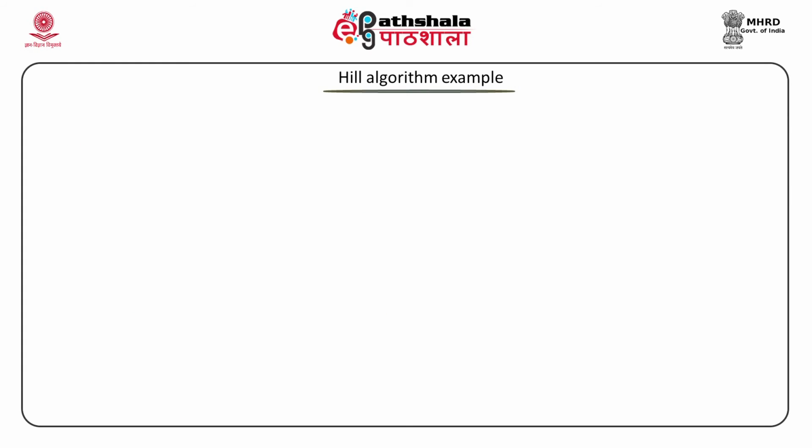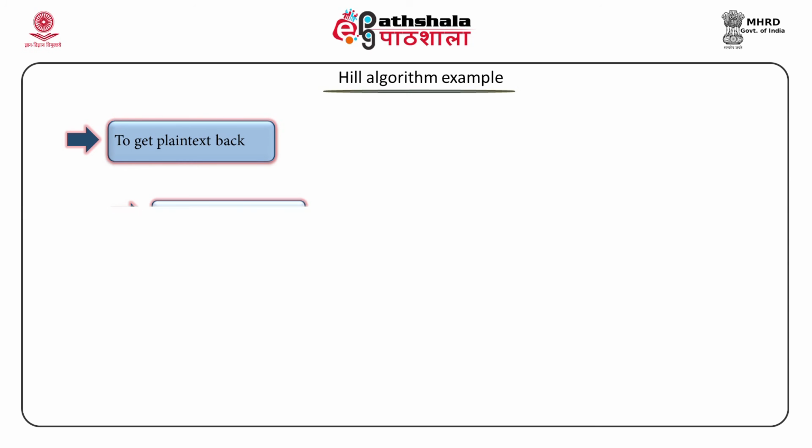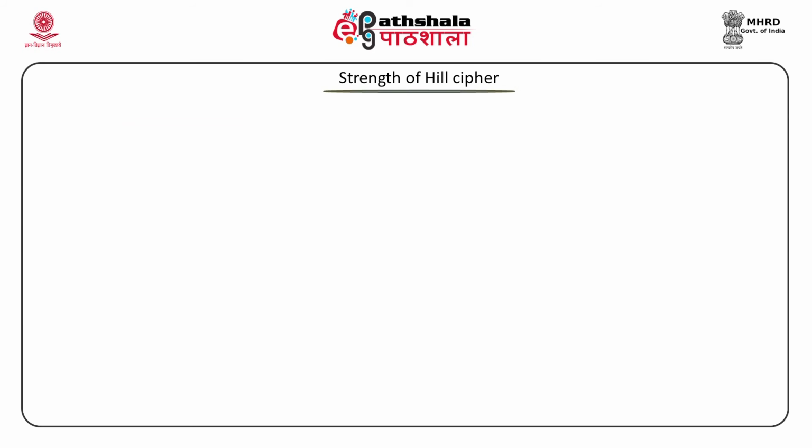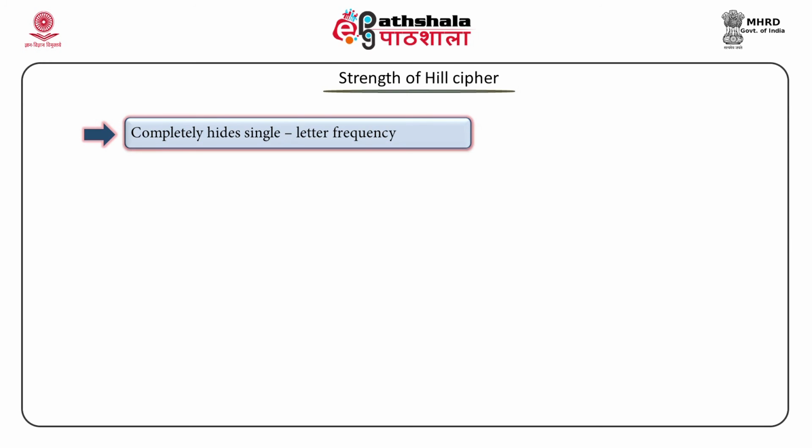Now, when we design any encryption algorithm, it should be possible for us to decrypt it. In the Hill cipher case, the equation is: when you want to get the plain text back, take the ciphertext, multiply it with the inverse of the key and do the modulo 26. Is Hill cipher secure? Hill cipher completely hides the single letter frequency. Why? Because we work in a group of 3 letters or 2 letters depending on the key, whether it is a 3 by 3 key or a 2 by 2 key.